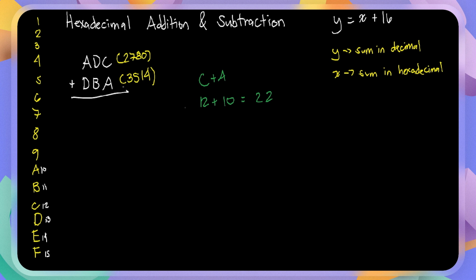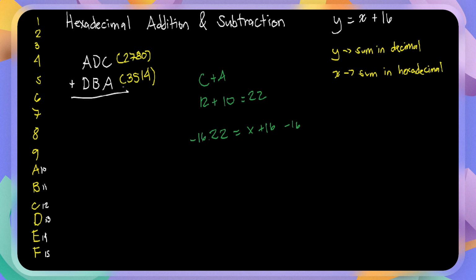So that makes 22. But we can't just write 22 here and then carry a 2, because this is in hexadecimal. We can't just do that. So what we can do is use this formula here. So why is our sum in decimal? We know the sum of 12 and 10 is 22. So 22 is equal to x plus 16. And we know that our x is the sum in hexadecimal. So what we can do is subtract 16 from both sides.